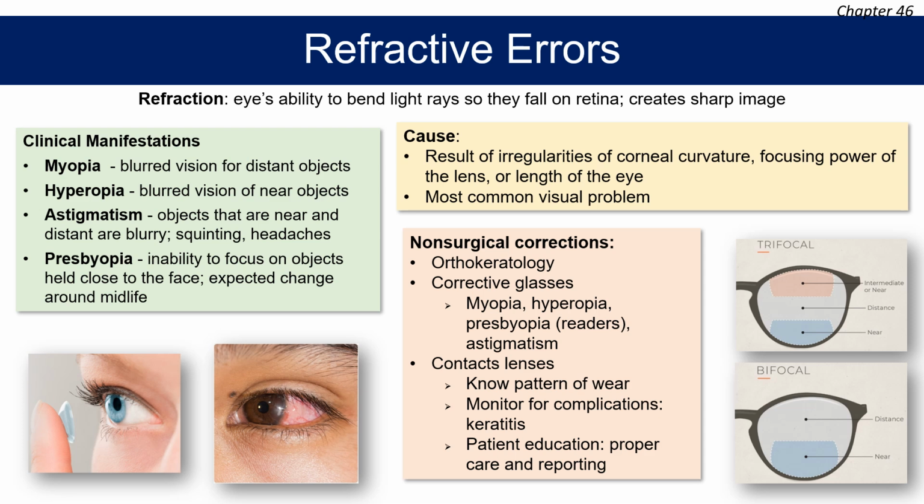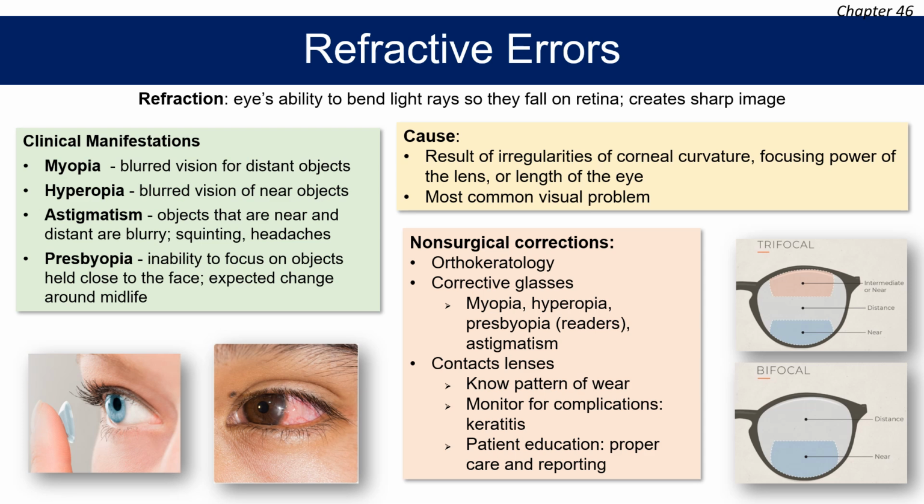Then we have astigmatism. Astigmatism is when objects that are near and distant are blurry. It causes you to squint and have headaches. Also, you get glare at night, like the lights have a flare. Then we have presbyopia. The prefix presby means age-related, so presbyopia is the inability to focus on objects held close to the face; they're not able to see up close. This is an expected change around midlife. Around the age of 40 to 45, many patients will experience presbyopia.